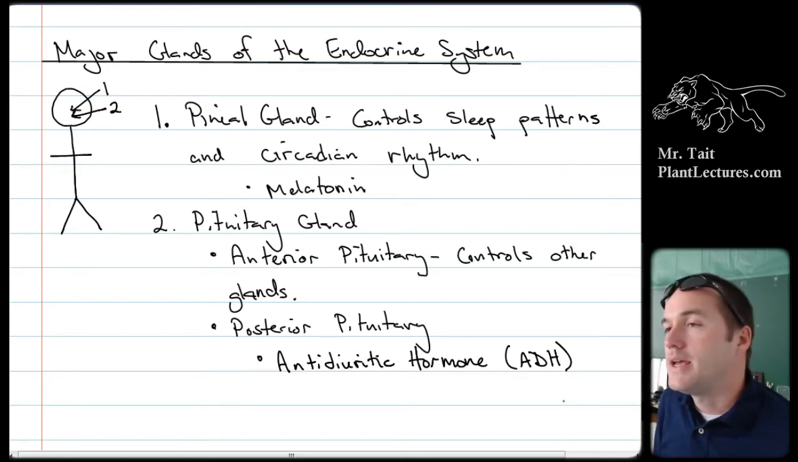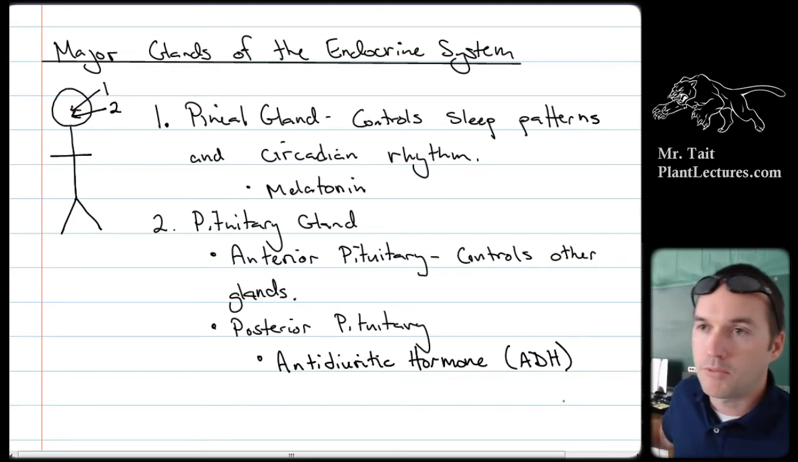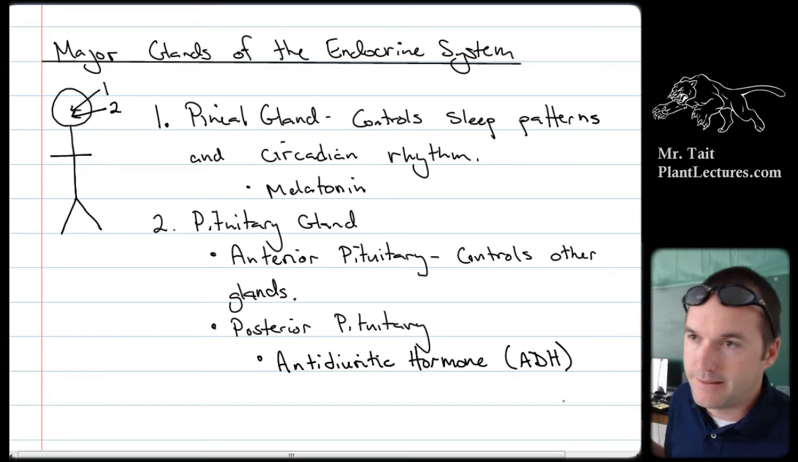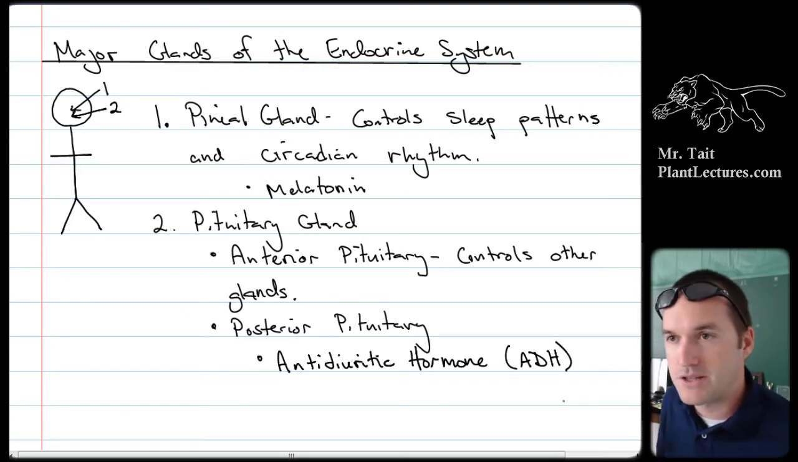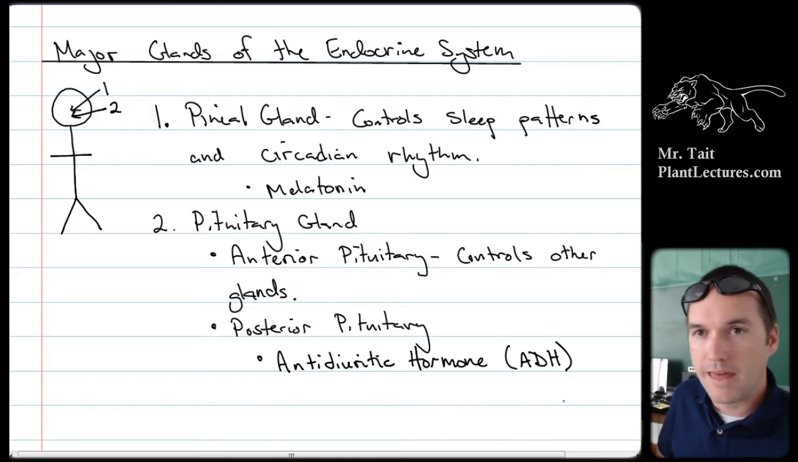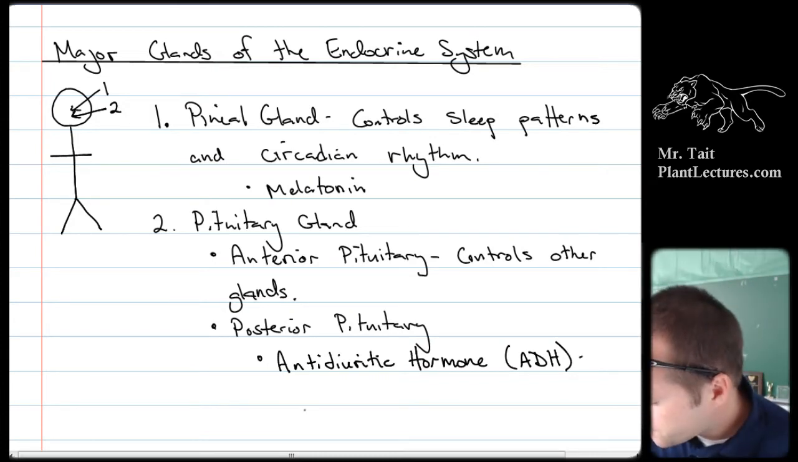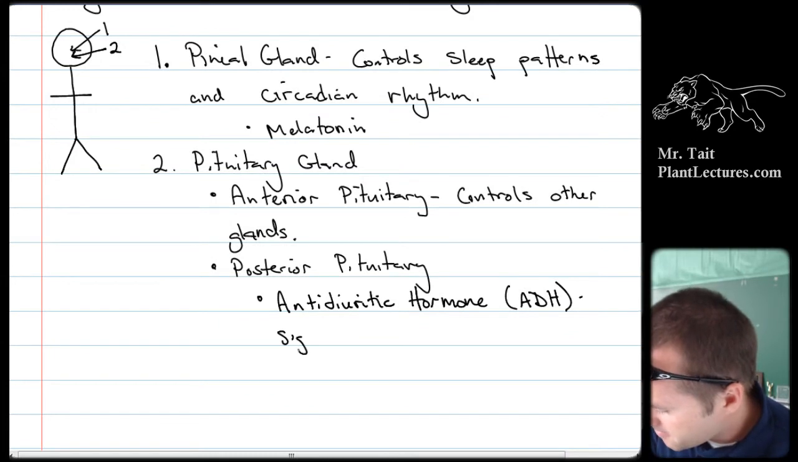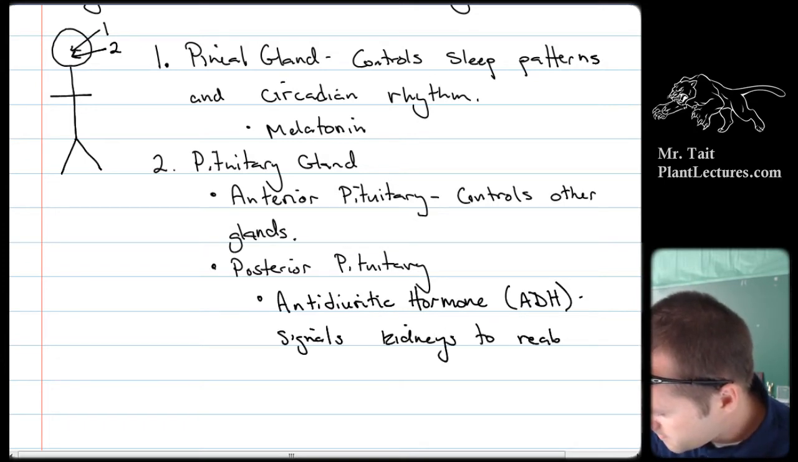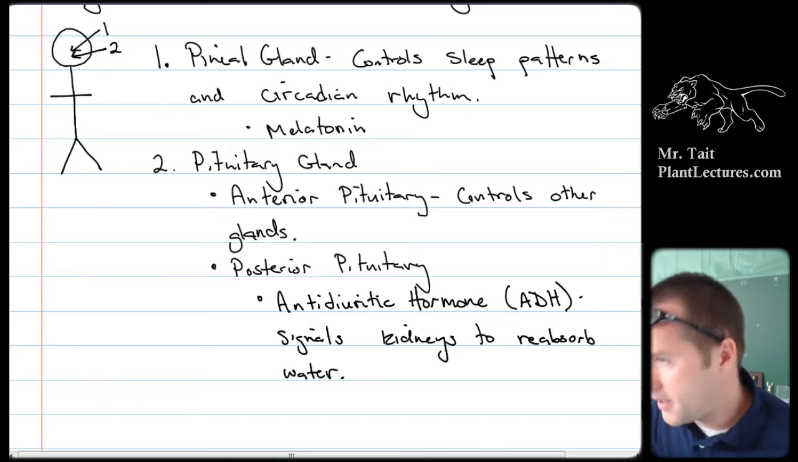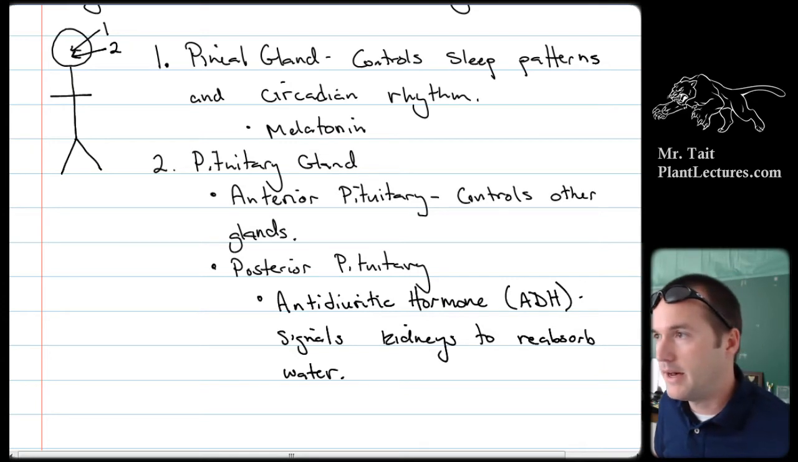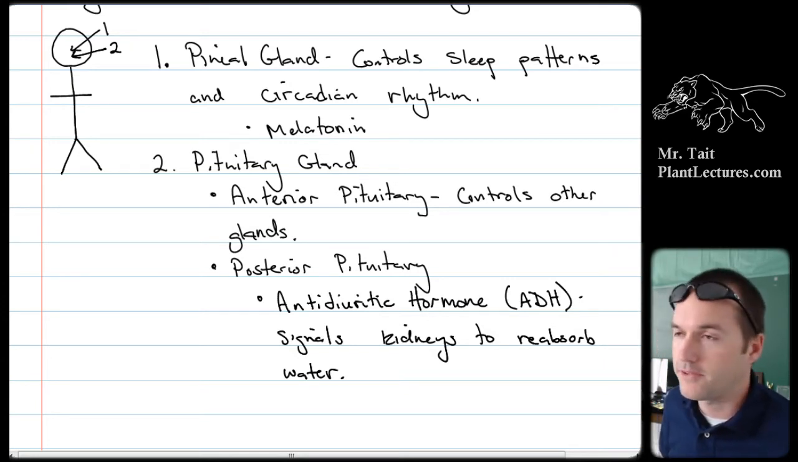Okay, ADH is a hormone that triggers your kidneys to absorb more water. It tells them, hey, don't get rid of the water in the urine. We still need it. We're dehydrated or something like that, or we have a lot of physical activity going on. So just make sure you hang on to that water. We really need it. Okay, so it signals the kidneys to reabsorb water. So if you've ever peed and you're like, man, that pee is really yellow, it's probably because of ADH, right? Also because you're dehydrated.